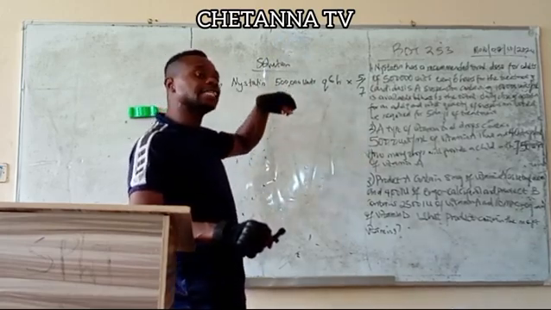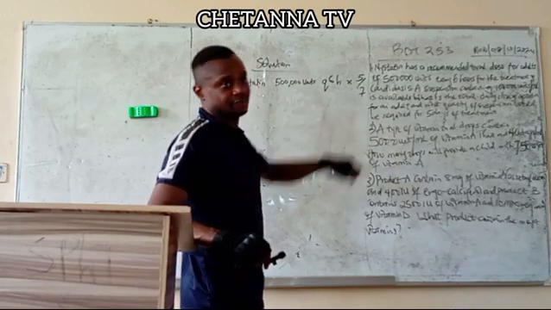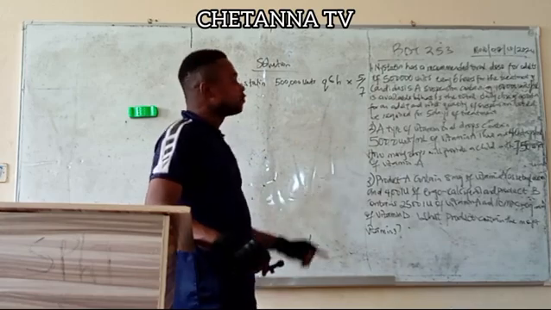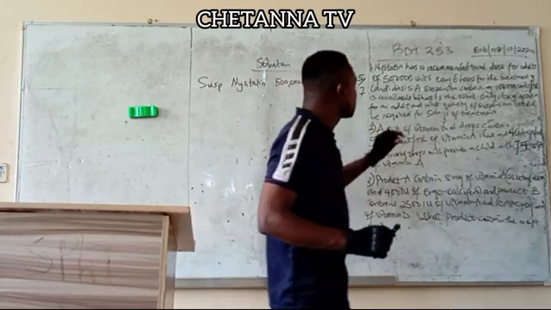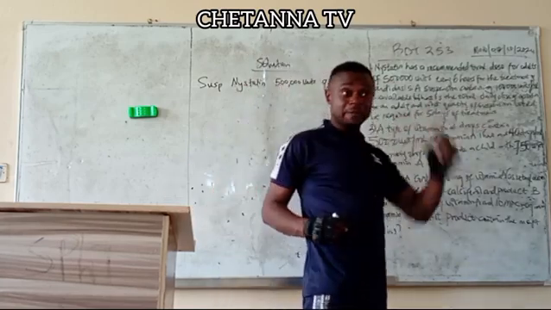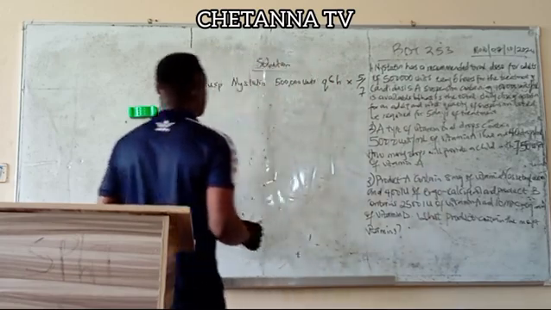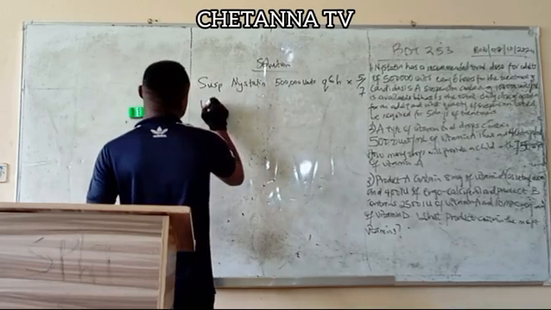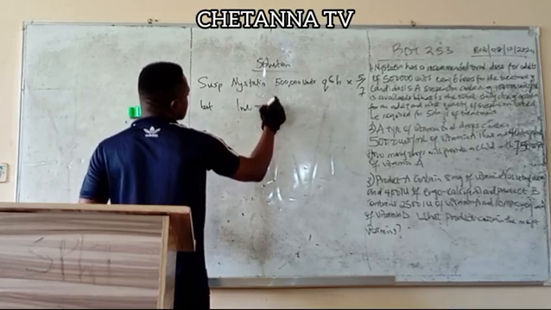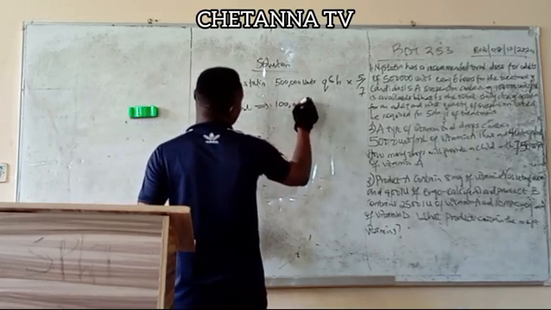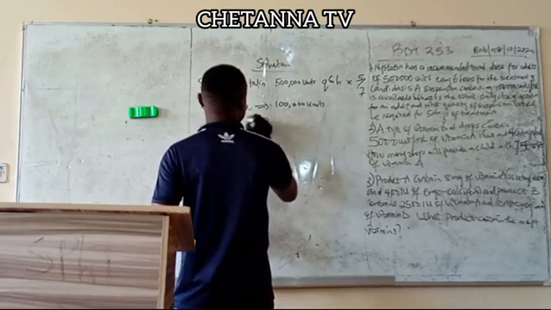What does the pharmacy have? The pharmacy has a suspension of nystatin that is 100,000 units per ml. So let's go. 1 ml is equal to 100,000 units. So how many ml will be needed?